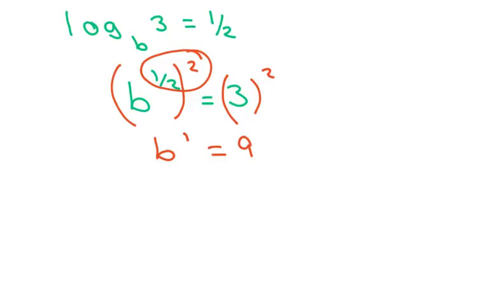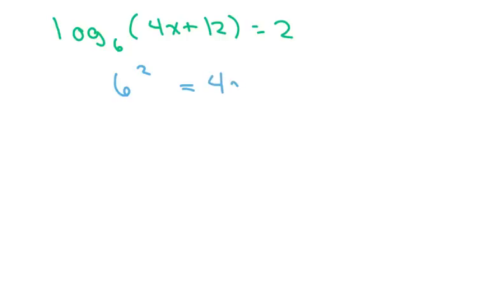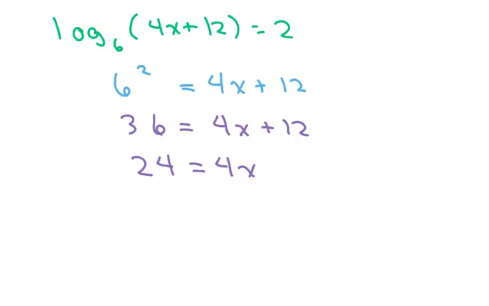Now we also have some that have quantities such as log base 6 of 4x plus 12 equals 2. So I'm going to rewrite this as 6 squared equals 4x plus 12. And then you just solve. We have 36 equals 4x plus 12. Subtract the 12, so you get 24 equals 4x. Divide by 4, so you get x equals 6.